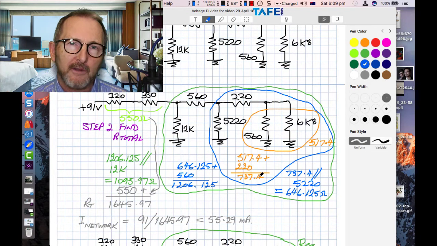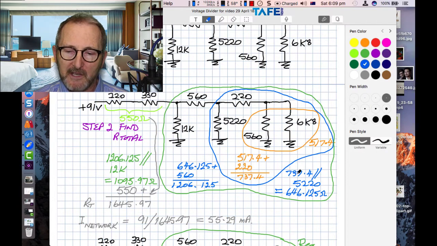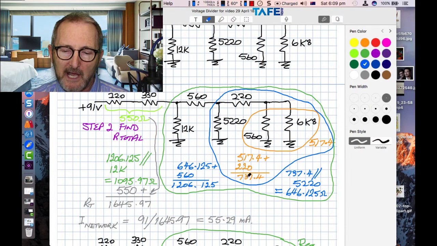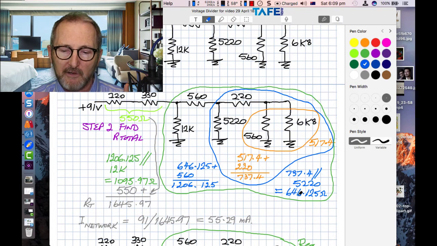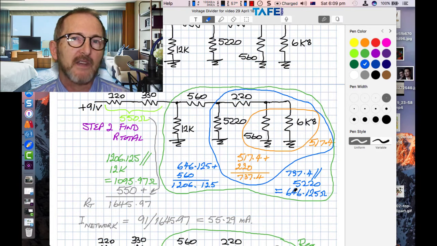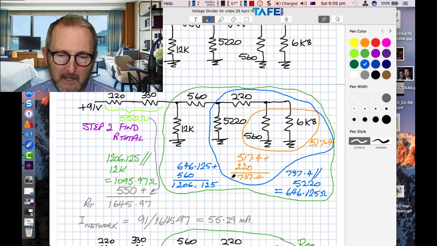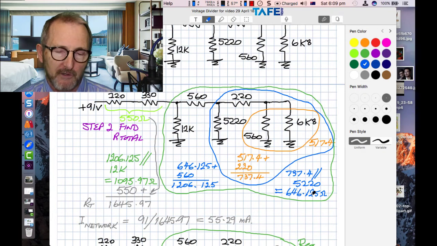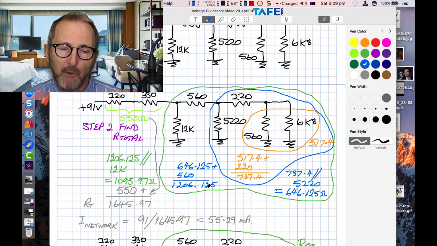737.4. But we're not out of the woods yet, because you can see I've got a blue loop around here, and in that blue loop, I've got the 737.4, which we just had, in parallel with 5220 ohms, to give me 646.125. And that is the equivalent resistance of everything inside that particular blue loop. But then, of course, that 646.125 is in series with 560 ohms. So we have to add that to get 1206.125.